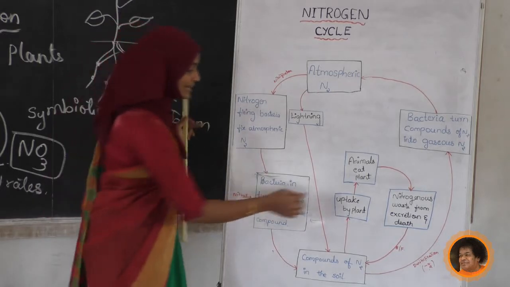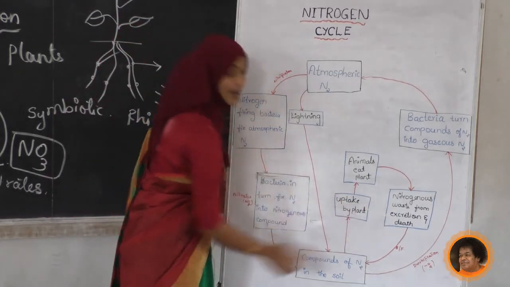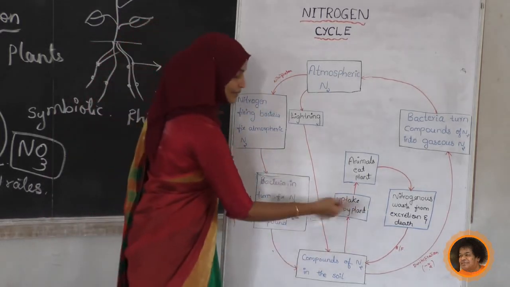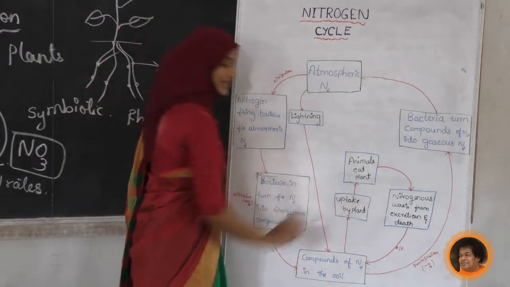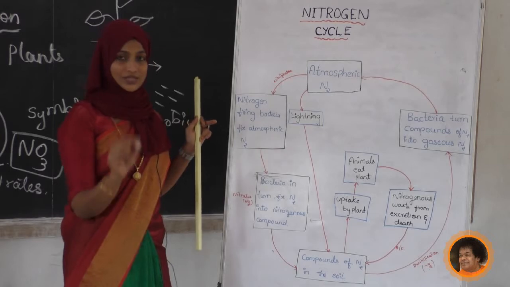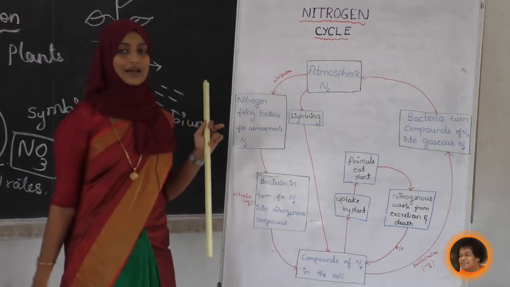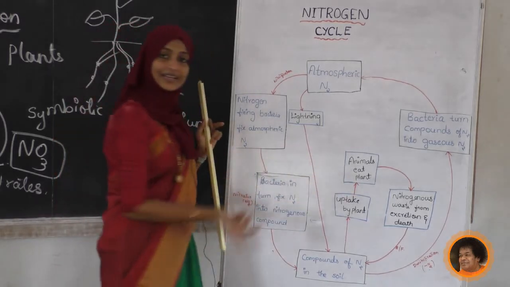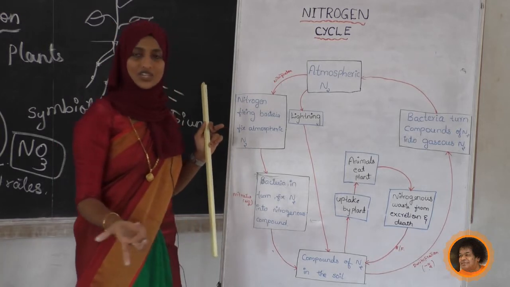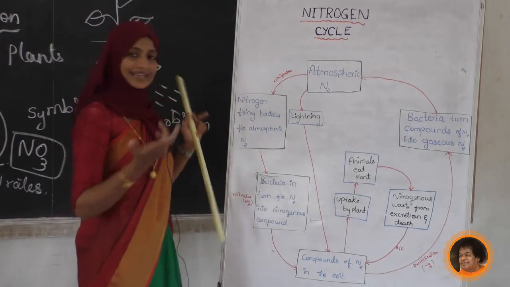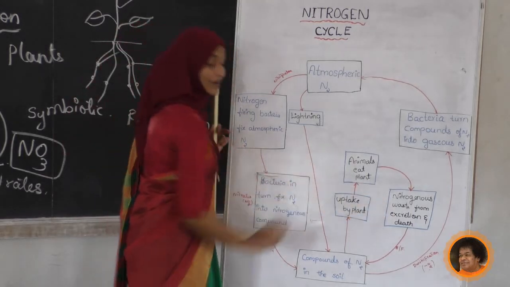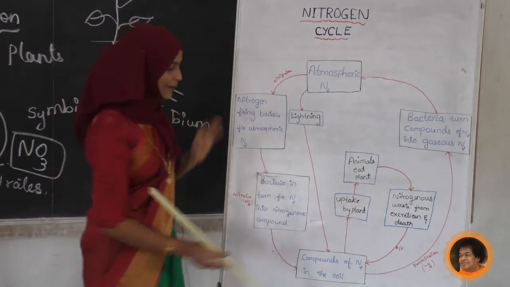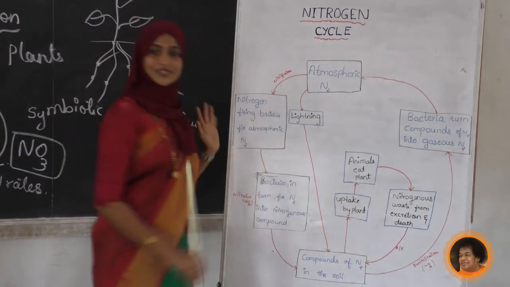So we can add the arrow mark here also, because plants may die, and animals may die. In your textbook there is no arrow mark, but you can add one, because both can die, both can give out excretion, or both can leave dead and decaying parts, so we can put an arrow mark here also. Now nitrogen reaches the soil.